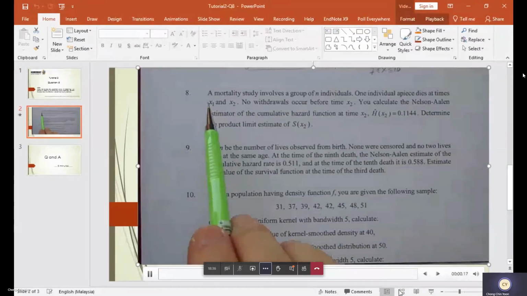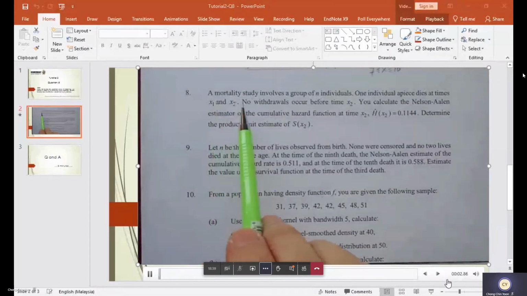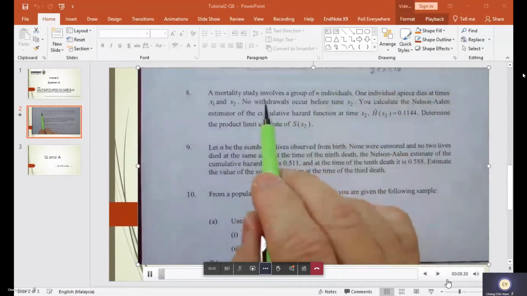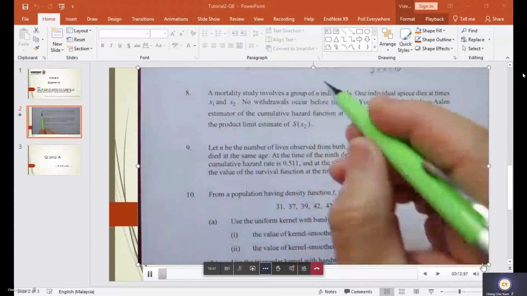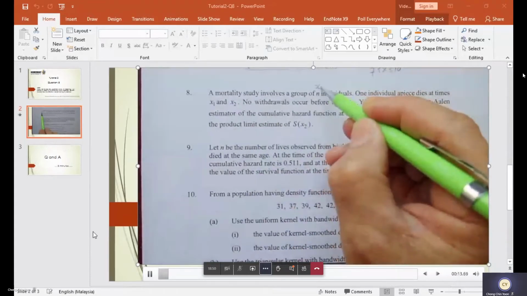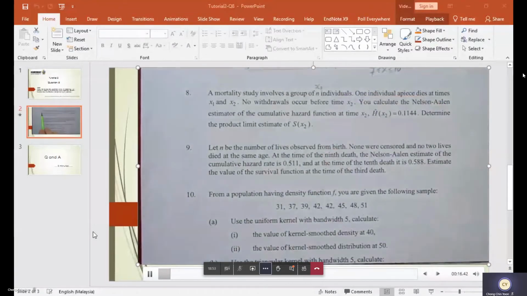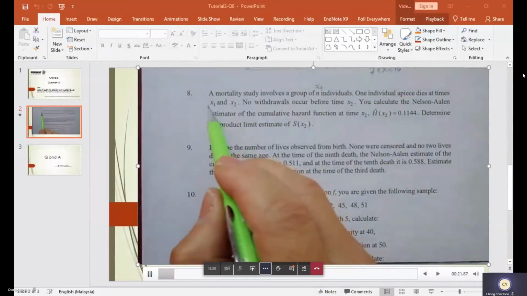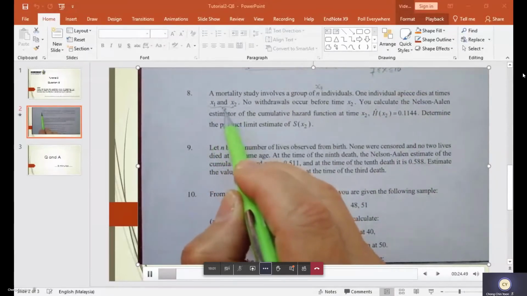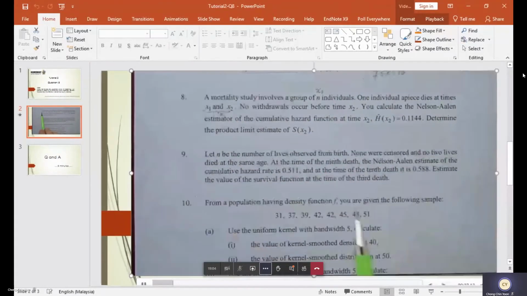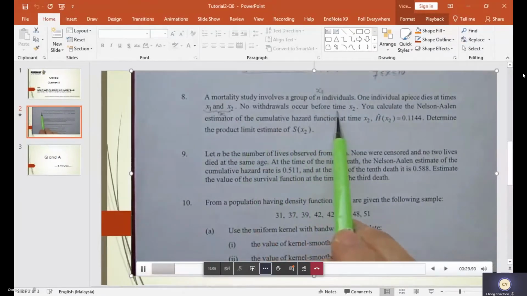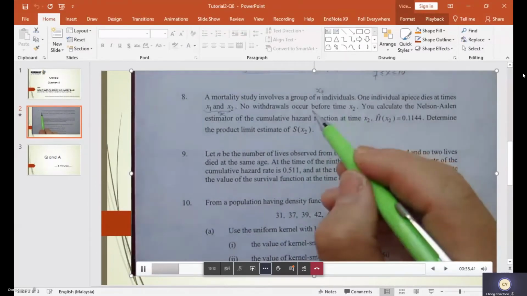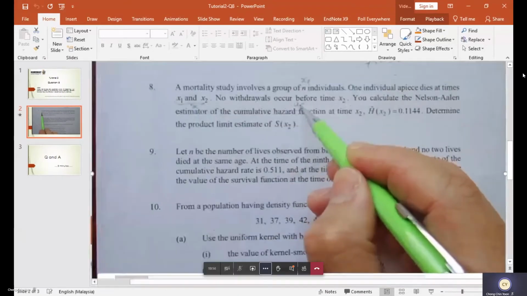Okay, here we go. Number 8. A mortality study involves a group of n individuals. That means this is our truncation value entered at the beginning, so we name it as naught. One individual dies at time x1 and x2. So this is our uncensored value for the x. No withdrawal occurs before time x2. So before time x2 here, there's no censored value.